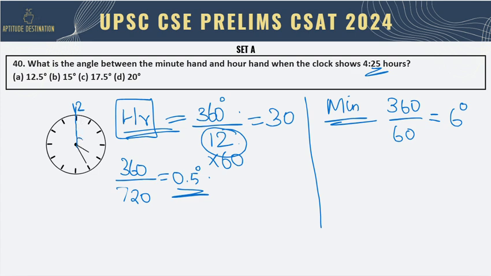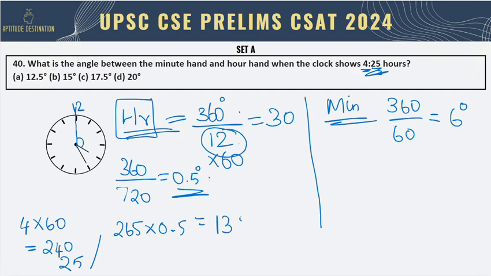Let's calculate first for the hour hand. The hour hand has moved for 4 hours and 25 minutes. 4 hours in minutes is nothing but 240 minutes, and 25 is already there. So the total number of minutes is nothing but 265. For 265 minutes, it would have crossed 0.5 degrees every minute, which means 265 into 0.5, which will give me 132.5. So I know the angle here is 132.5.